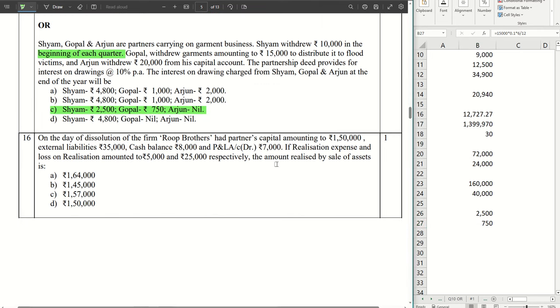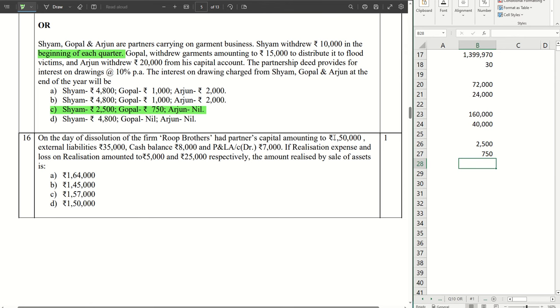Moving on to the last question that we have. On the day of dissolution of the firm, Roop Brothers had partners' capital amounting to 1,50,000, external liabilities amounting to 35,000, cash balance 8,000, and P&L account debit balance of 7,000 rupees. If realization expenses and loss on realization amounted to 5,000 and 25,000 respectively, the amount realized by sale of assets is how much? Okay, first let us calculate by preparing a memorandum balance sheet. How much is the value of the assets which has been transferred to the realization account?